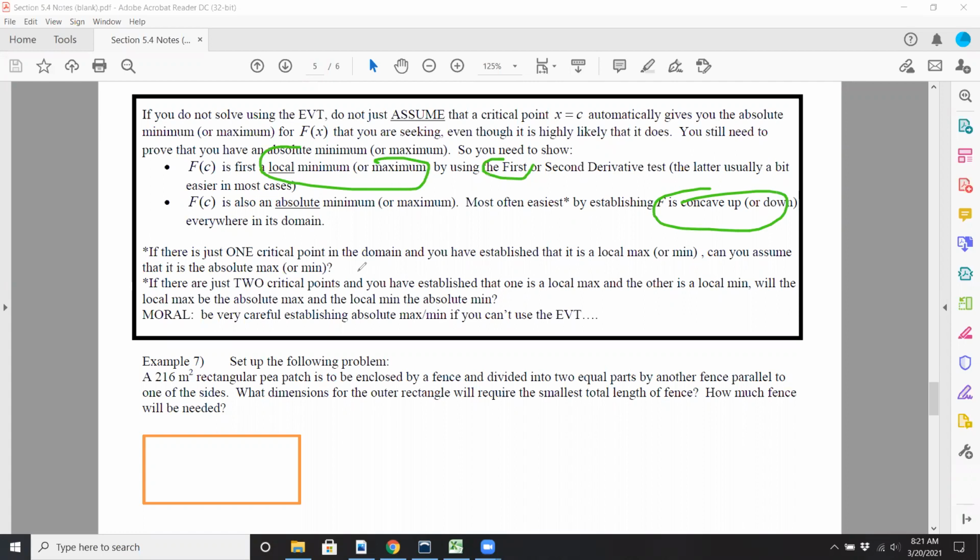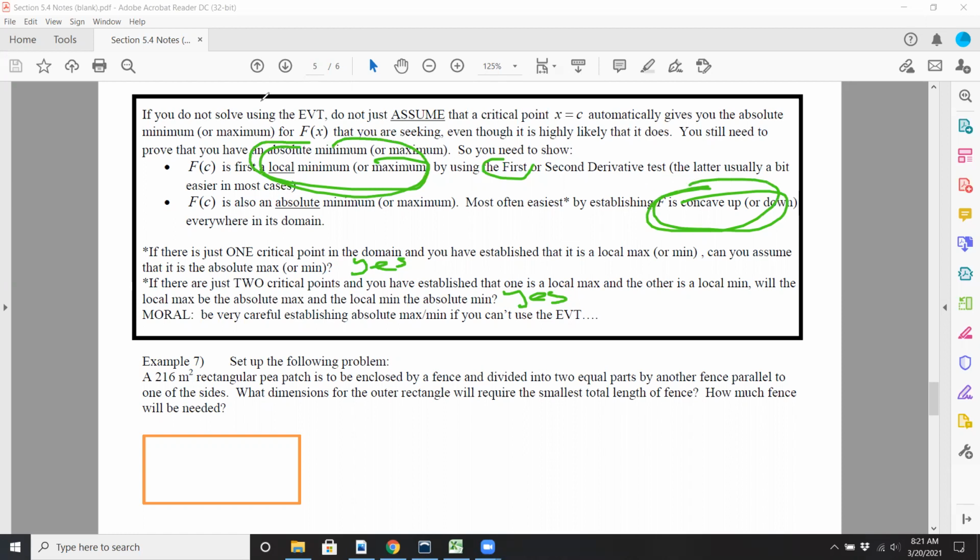If there's just one critical point in the domain, and you've established the local max or min, you could probably assume that's the absolute max or min. If there are two, and one's a max and one's a min, then the local max would be the absolute max and the local min would be the absolute min. We could assume that also. But just to be sure, work these parts out as well.